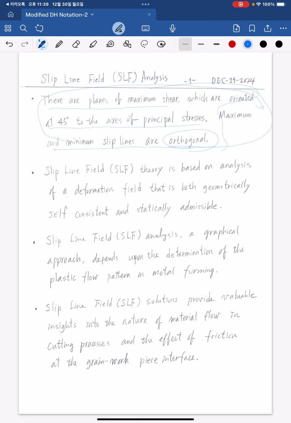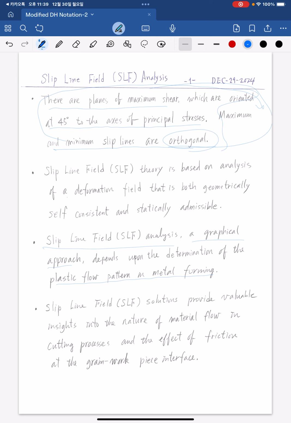Slip line field SLF theory is based on analysis of a deformation field that is both geometrically self-consistent and statically admissible. Slip line field SLF analysis, a graphical approach, depends upon the determination of fluid flow pattern in metal forming. 금속 성형에 있어서 플로우 패턴, 소성 흐름 형태를 결정해 주는 데 이 SLF analysis가 유용하게 쓰인다.